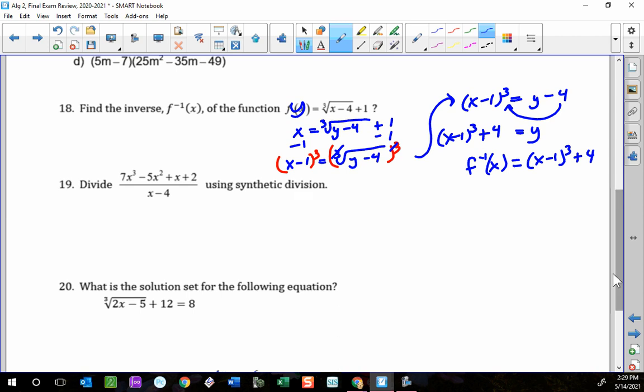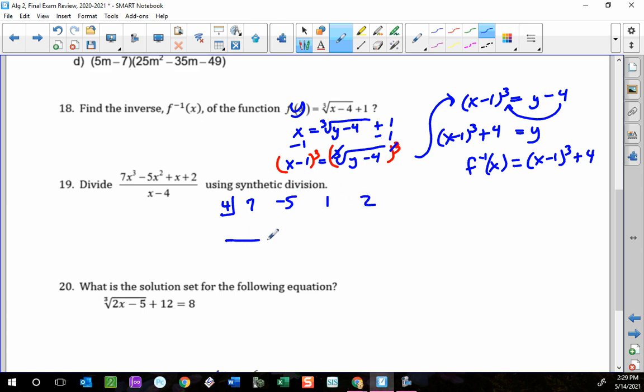Alright, synthetic division. So this was where we were trying to divide x minus 4 into here. So you put the opposite number in the box, you put the 4 in the box, and then you go through and you put all the coefficients. 7, negative 5, 1, and 2. And there's nothing missing.